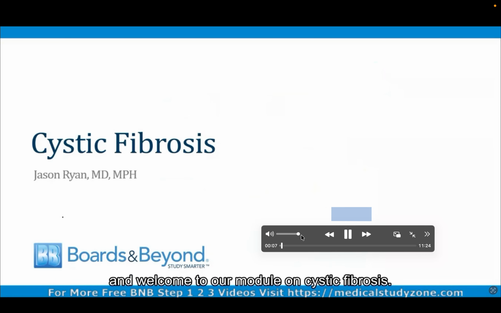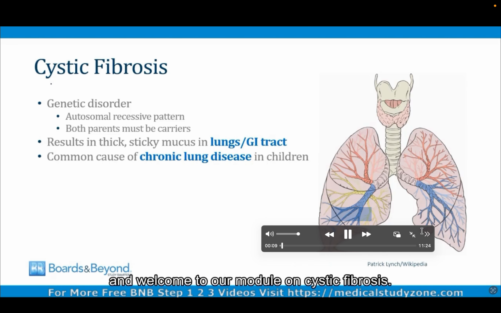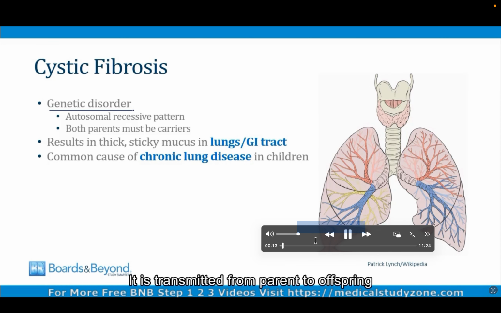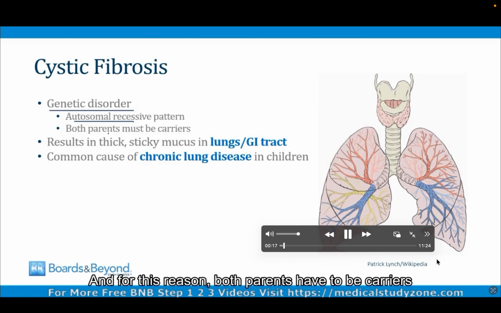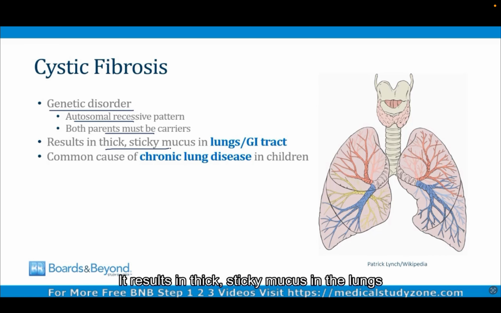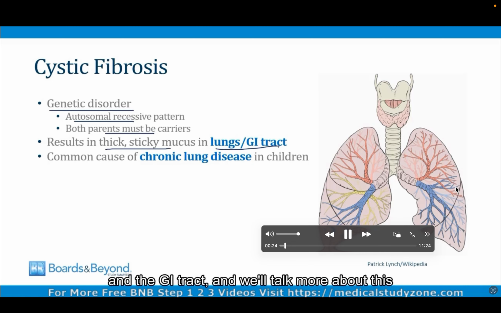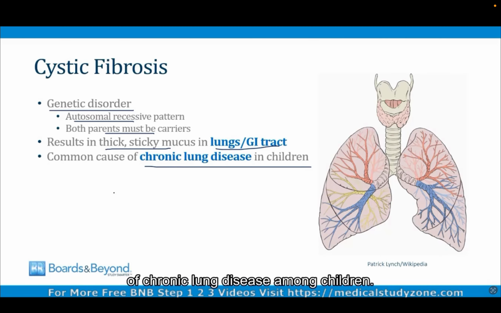And welcome to our module on cystic fibrosis. Cystic fibrosis is a genetic disorder. It is transmitted from parent to offspring in an autosomal recessive pattern, and for this reason both parents have to be carriers for a child to be affected. It results in thick, sticky mucus in the lungs and the GI tract, and we'll talk more about this in this video, and it is a common cause of chronic lung disease among children.